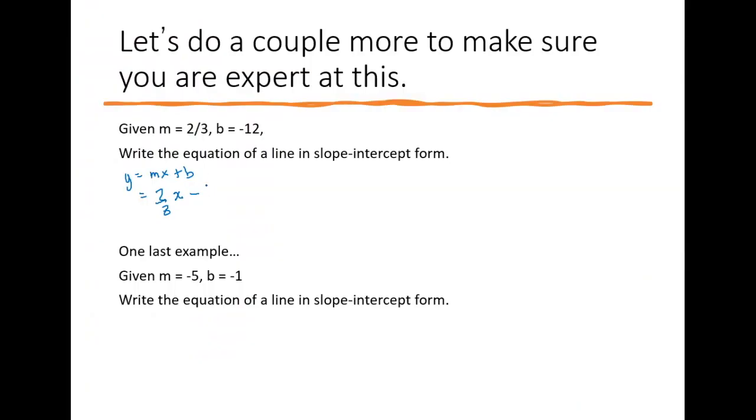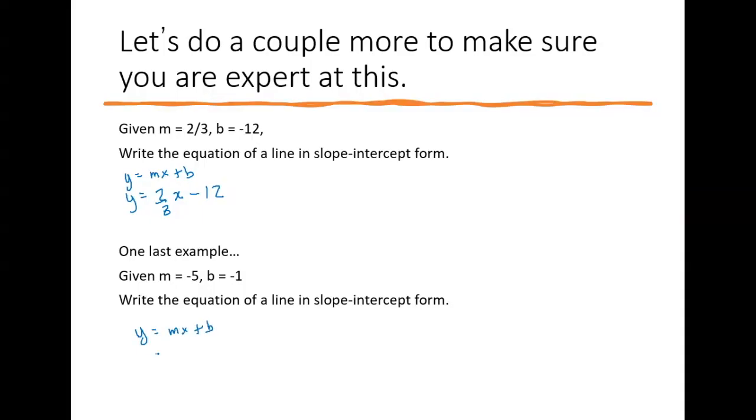So I could put the plus and then the minus, but I know it's just going to become an overall negative. So I'm just going to put 12. So my equation of a line is y equals 2/3 x minus 12. And I'm done.